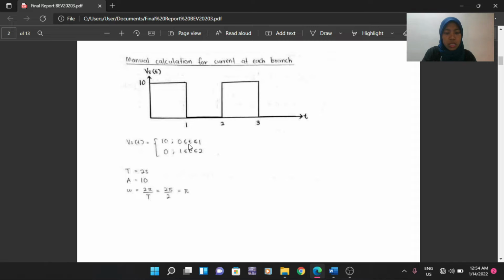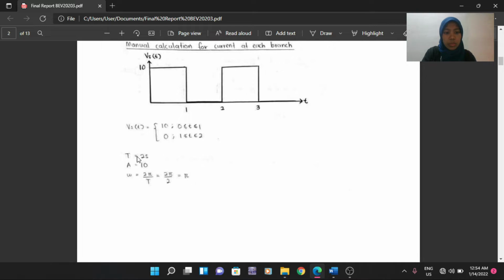V(t) from 0 to 1 we got 10 and where t from 1 to 2 we got 0. So basically the period of the graph is 2 seconds, the amplitude of the graph is 10 and lastly the fundamental frequency by using omega is equal to 2 pi over T and then we substitute the value of T with 2 and the omega is pi.